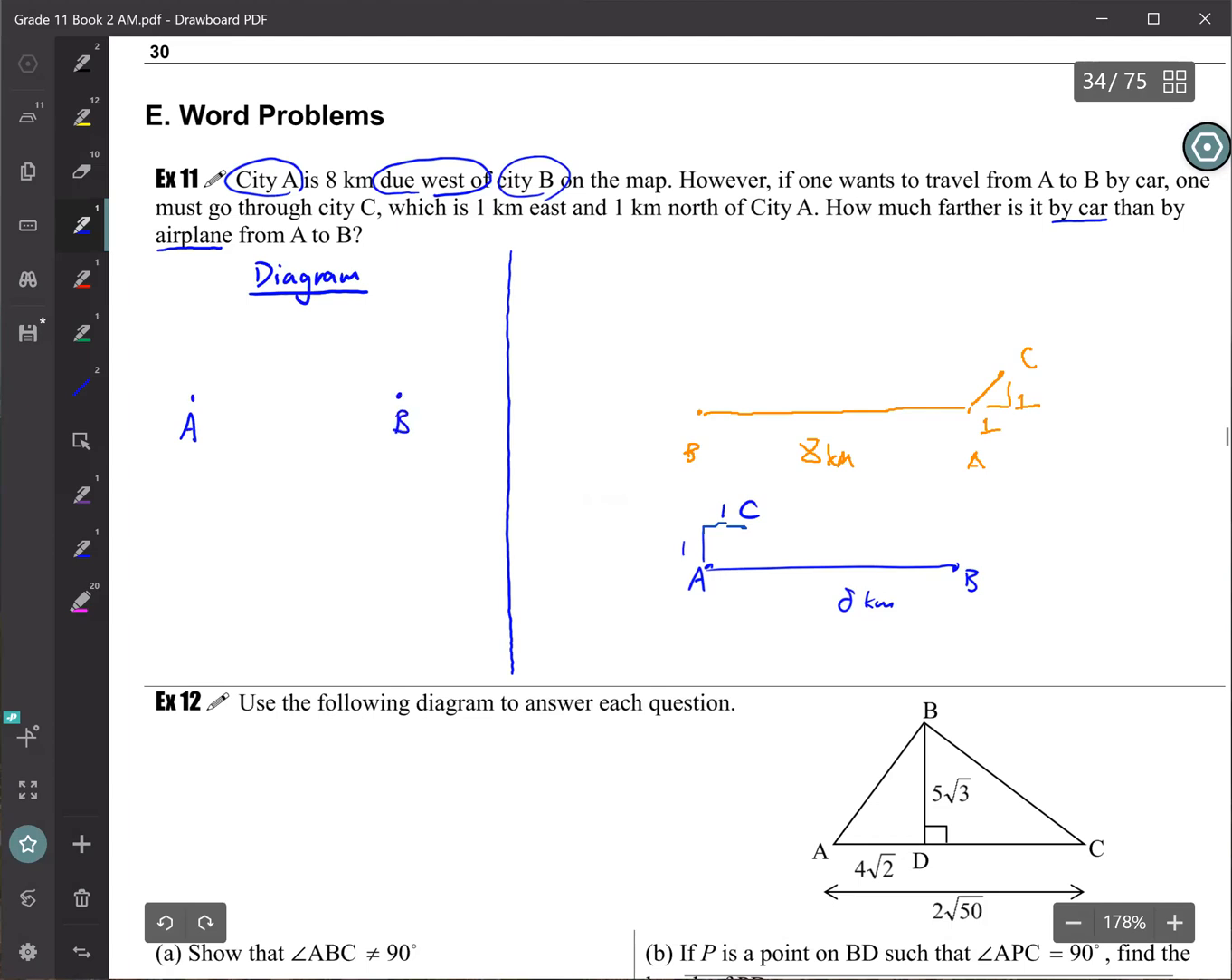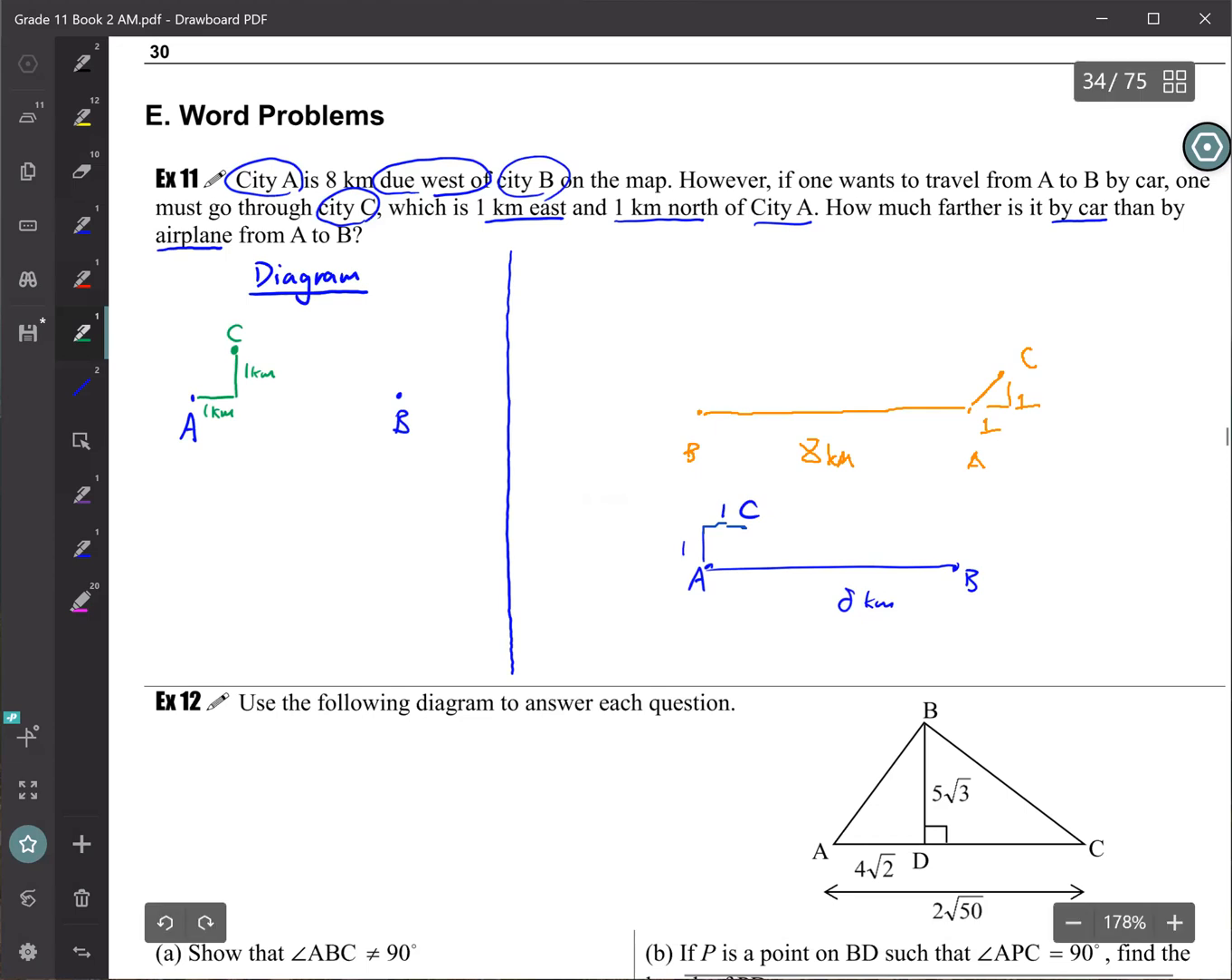Okay, so A and B should be flipped around instead of B to A. And then if one wants to travel from A to B by car, one must go through C. Now it tells you where C is. C is on the east side of A, also on the north side of A. So you have to go east, which is the right side, by 1, and then go north by 1. So that gives you C. Okay, 1 km. 1 km.